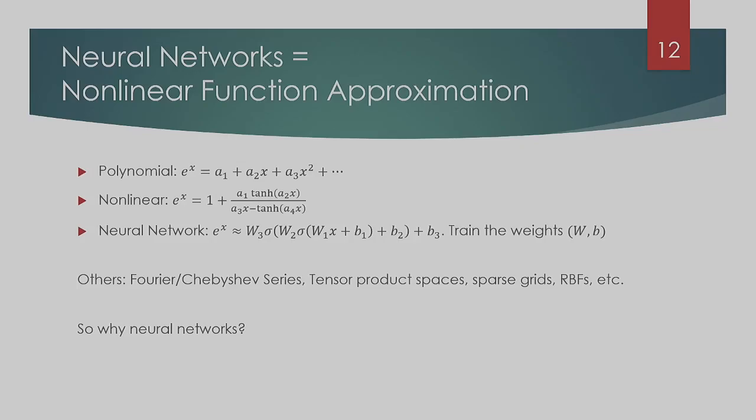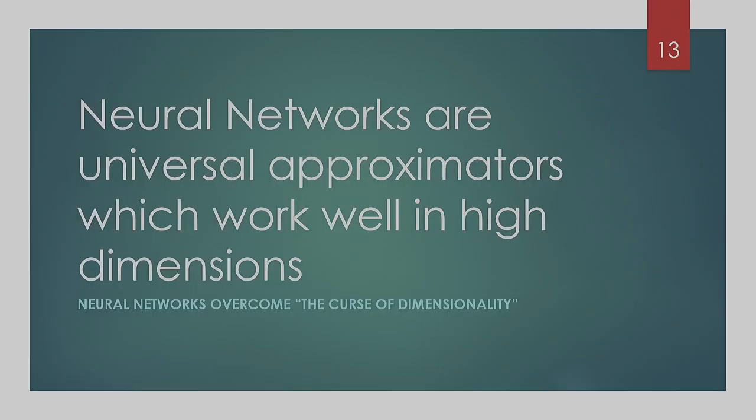So mathematicians in the room, yes, you can use Fourier series, Chebyshev series, all these other things. And so why were neural networks the one that got popular, right? That's a good question, because literally they're all just different ways to do function approximation. And really what happens is that neural networks are universal approximators, so they can approximate any function, but they're universal approximators that work well in high dimensions.